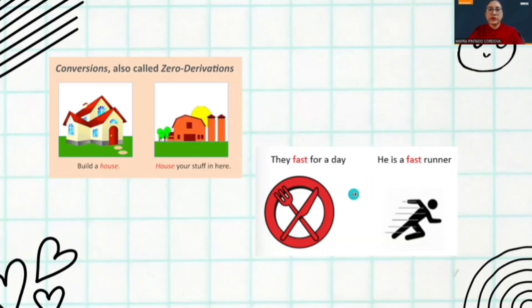Here we have another example with fast. Fast as a verb: to fast for a day, meaning to abstain from eating. In this case, as an adjective, a fast runner is used to describe speed.